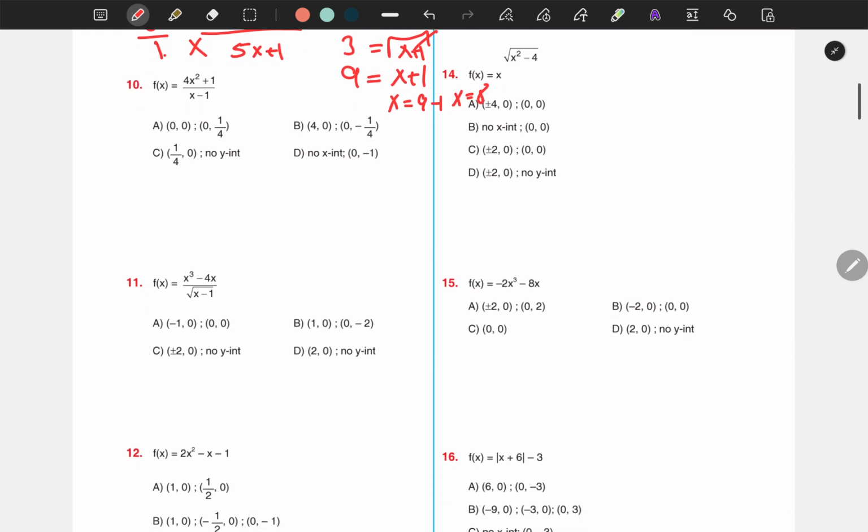Again, question number 10. So look at the options. We have a 0 and 0, isn't it? I have to use this one, 0 and 0. Let me use it.